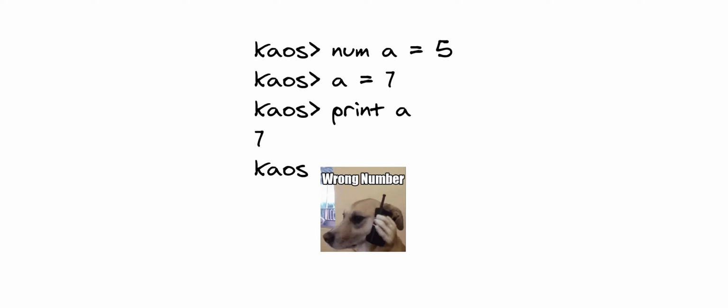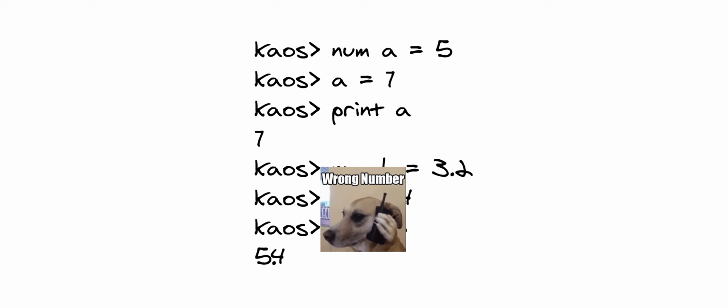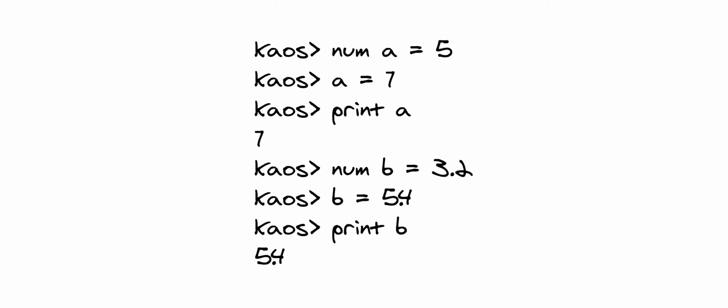The keyword for the number data type is num. So to declare a number type variable, you prepend the num keyword to the variable and continue with the assignment operator, the equal sign, and finally the corresponding integer or floating point number like 5 or 3.2.